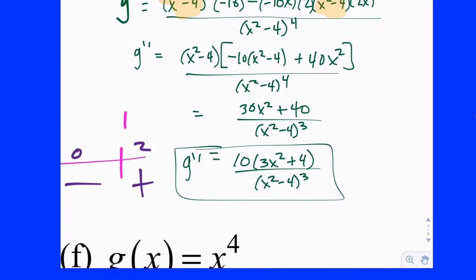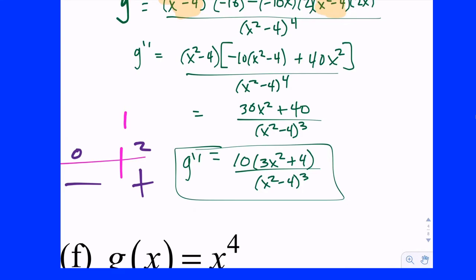Now, we did all that hard work. Get down here. G double prime is equal to 0 when the numerator is 0. Well, that's when 3x squared plus 4 is equal to 0. What real numbers make that happen? None. Gosh dang it. So there are no values that make G double prime 0. So there's no PIVs. When is the denominator 0, though?